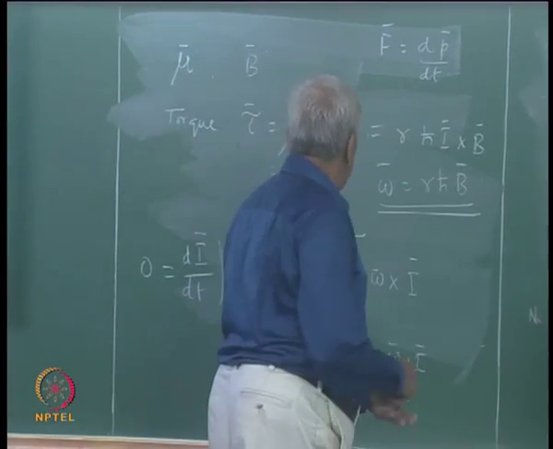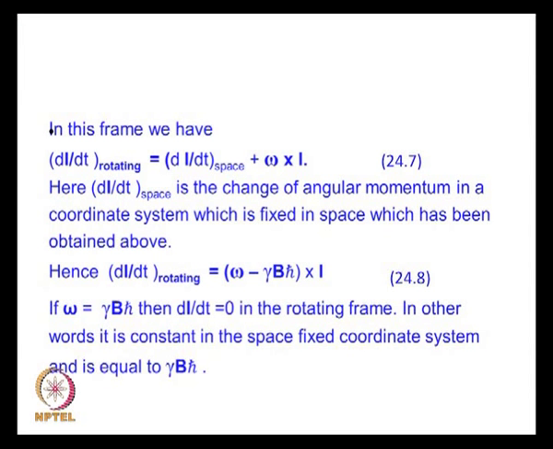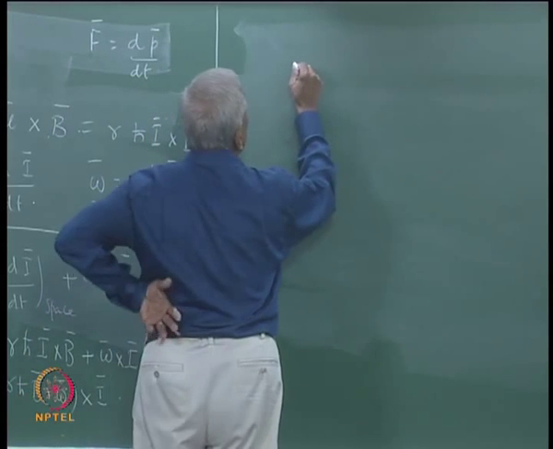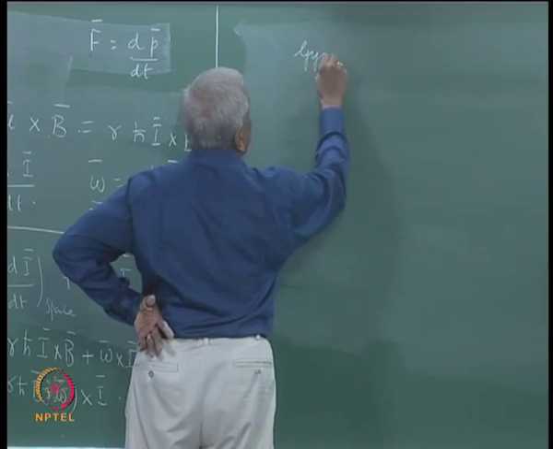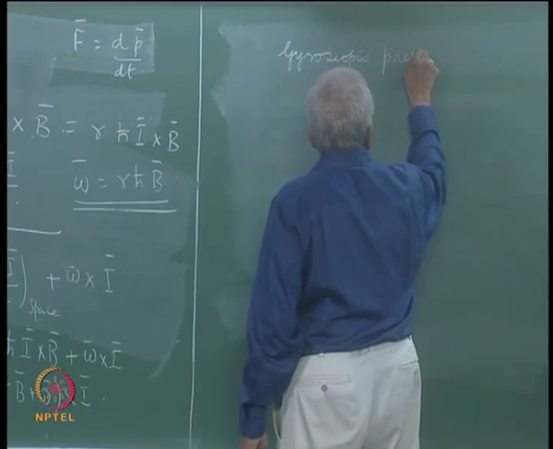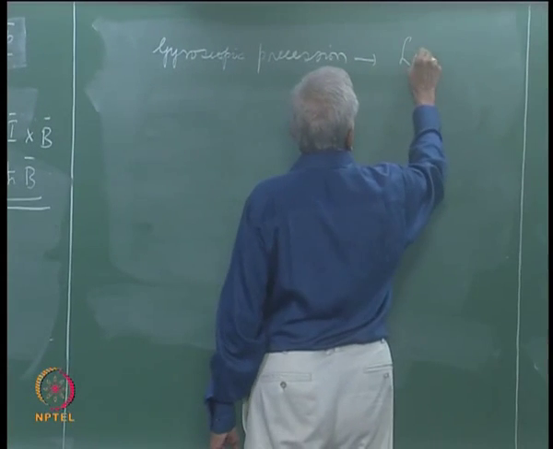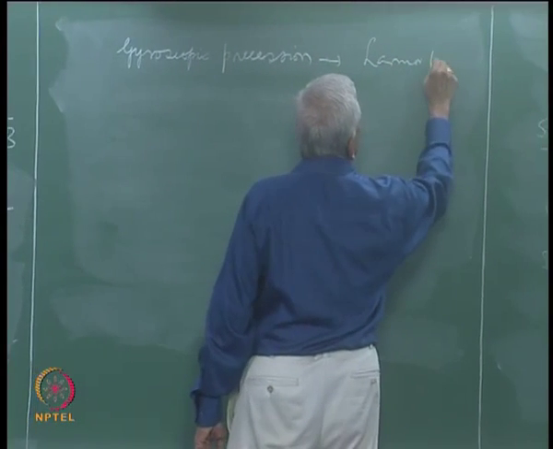So, because the angular momentum is fixed, because its time rate of change is 0, that is a fixed vector in space, and that is the phenomenon which is known as precession. We know this from the motion of a top or a gyroscope in classical mechanics. So, this is gyroscopic precession, which was first recognized by Larmor. So, this is known as Larmor precession.